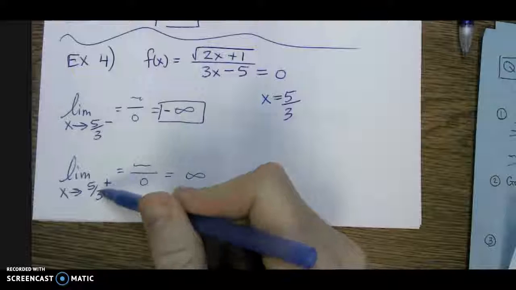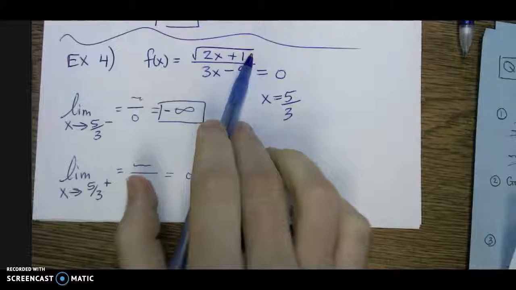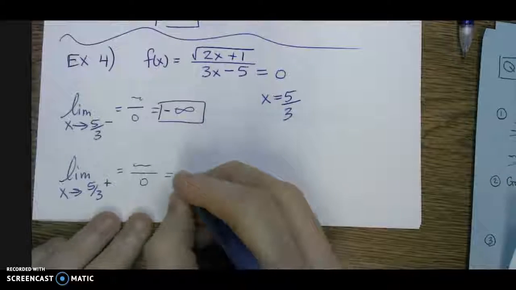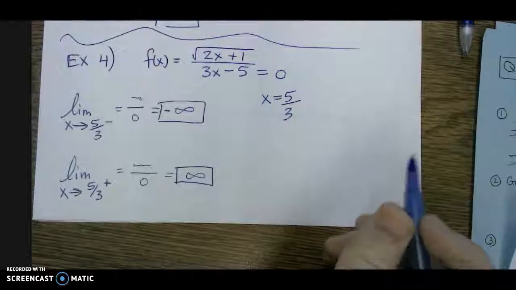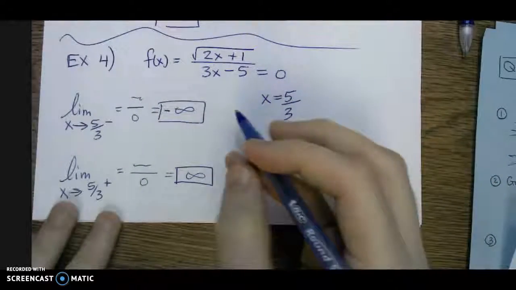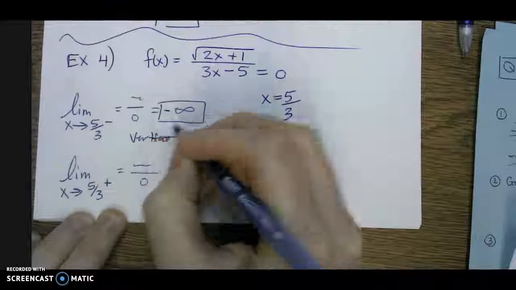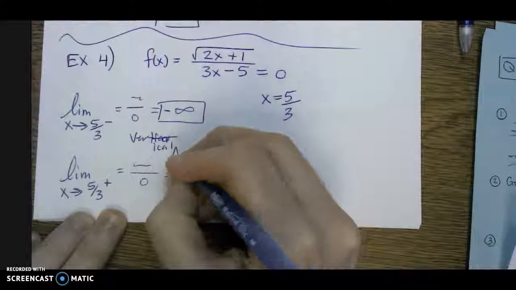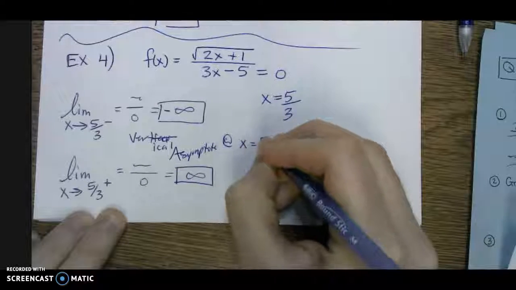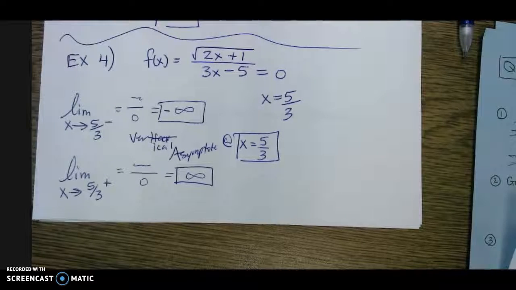If you plug in something to the right of 5/3, for example, positive 2, you're going to get a positive over 6 minus 5, which is another positive, and a positive divided by a positive is positive infinity. So you get positive infinity. So you just need to show that the limit at these x values was infinity, and that is enough to show that there is a vertical asymptote at x equals 5/3.